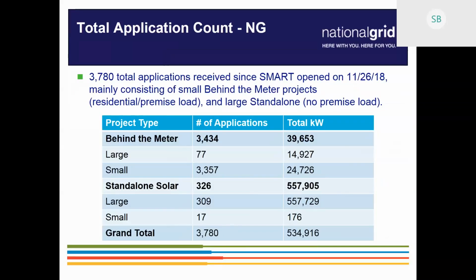This is from last week, but this is how many applications National Grid has received since the program opened at the end of November. We have received a total of 3,780 applications from all different size systems. Mike kind of explains what behind the meter is versus standalone. Behind the meter is if there's premise load, standalone is if there is not. So we've of course seen a lot more applications for generally the small behind the meter customers, residential customers. And in terms of standalone, we've seen more large than small standalone sites. So all of this, it really has been a busy few months.